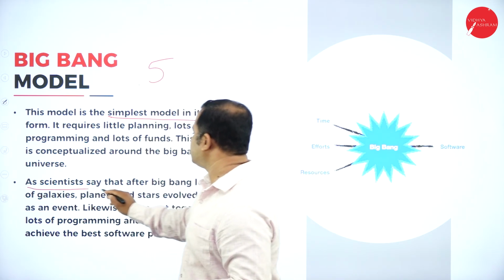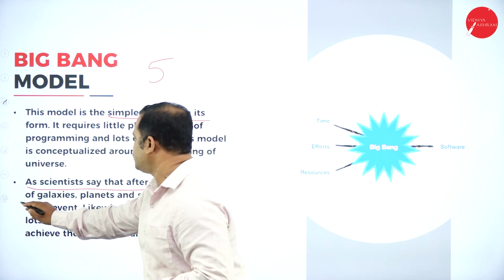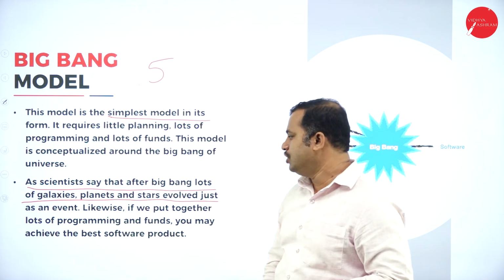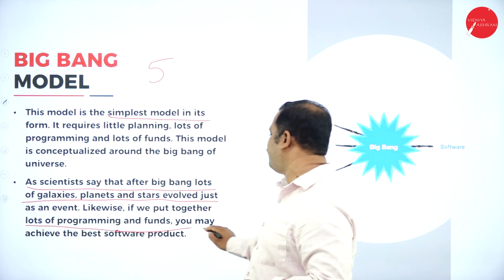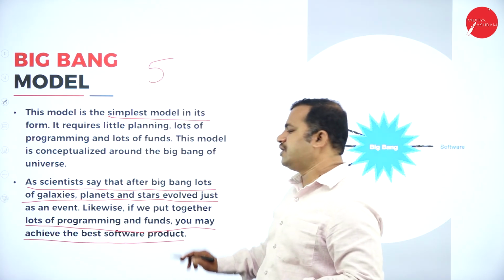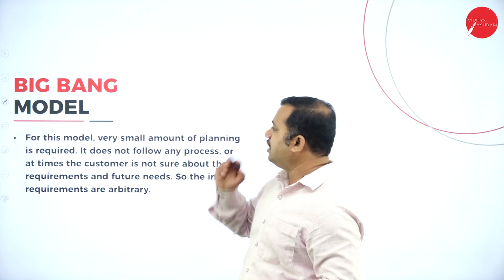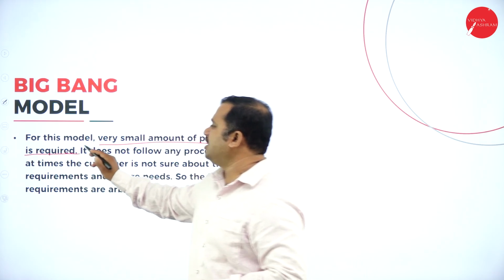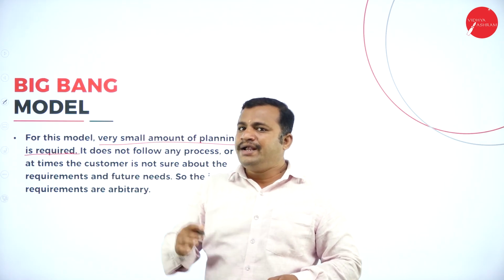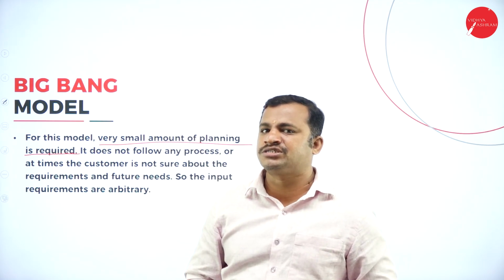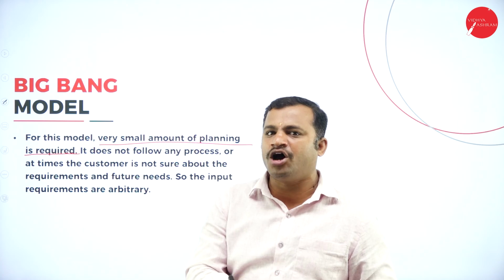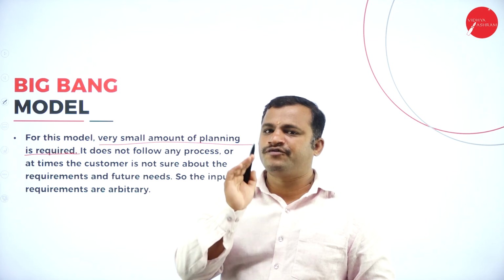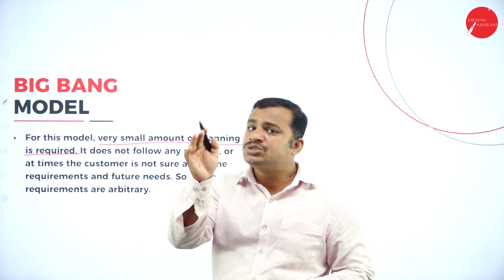As scientists say, after the Big Bang, lots of galaxies, planets and stars evolved. In the same way, with lots of programming and funds, you may achieve the best software product. In the Big Bang model, a very small amount of planning is required. That is, initially we start with a small plan. Later, when the customer comes with new changes, we can do it. Of course, there is no problem at all. But the only thing is, it is very costly, expensive in terms of time, budget and resources.